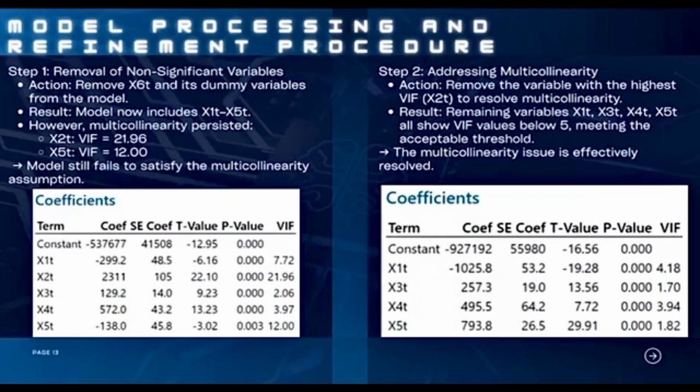To fix the model, we follow a two-step procedure. In step 1, we remove the non-significant variable x60. However, the multicollinearity remains high for x2t. So in step 2, we remove x2t, which had the highest VIF. The result is that this successfully solved the issue. As you can see, the VIF for all remaining variables x1, x3, x4, and x5 drop below 5, meeting the safety threshold.